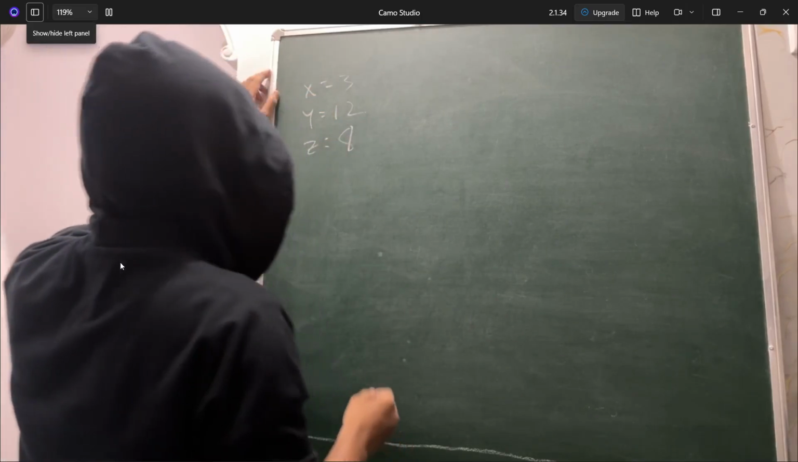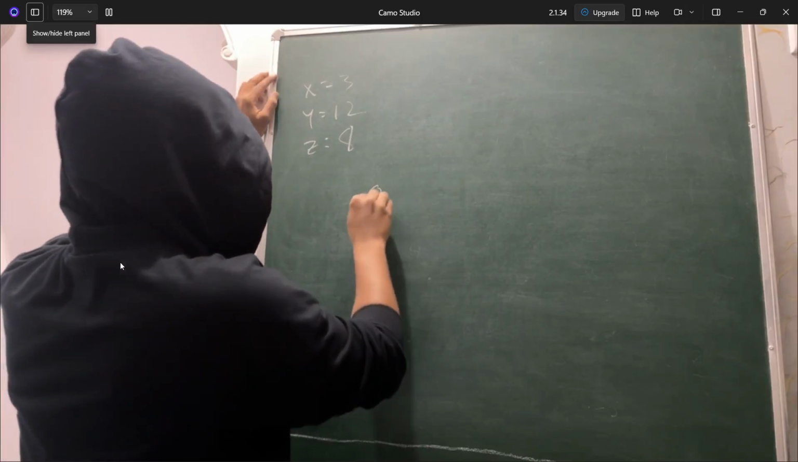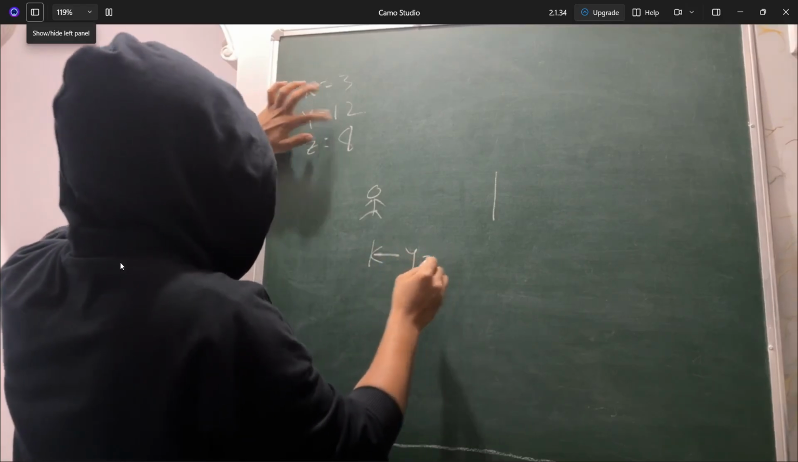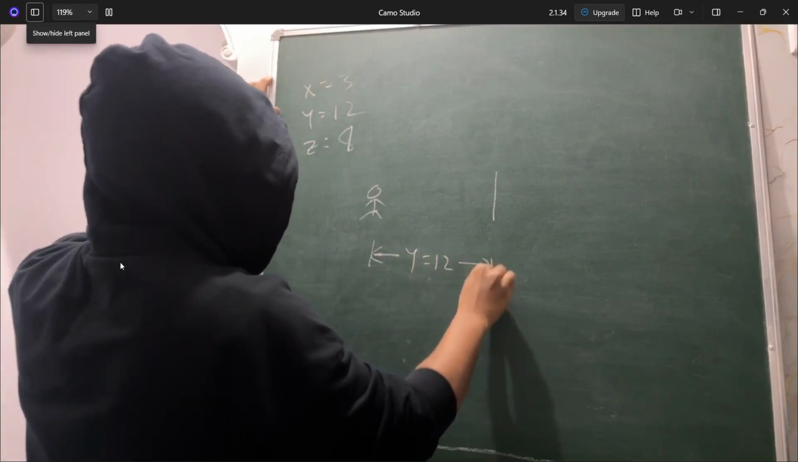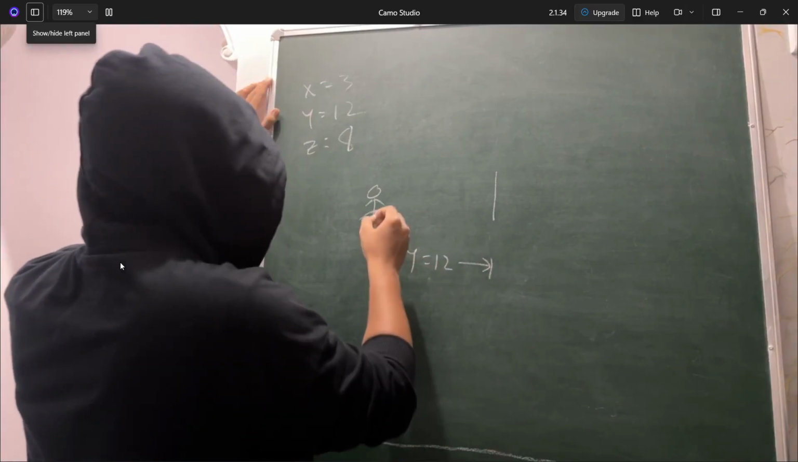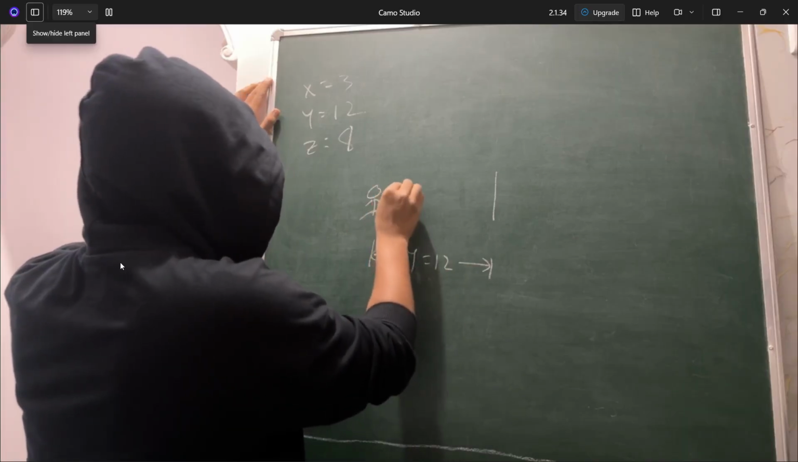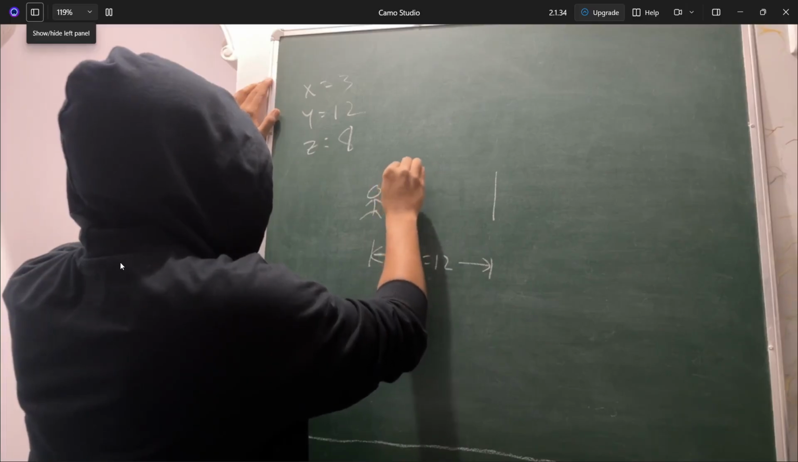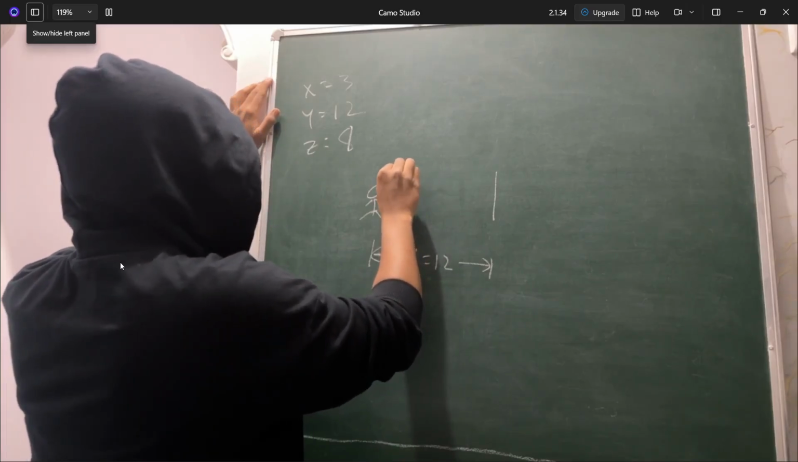So we have Mario, we have Zumba, and the distance is y, and y is basically 12. So Zumba is standing 12 frames, 12 pixels from Mario. He has a gun in his hand, and his bullet speed is 3, which is x. 3 frames, 3 pixels per frame.